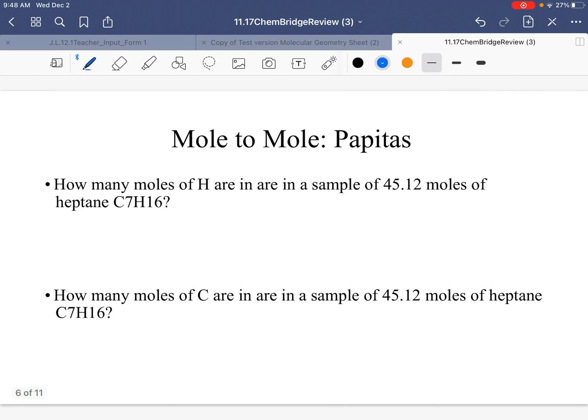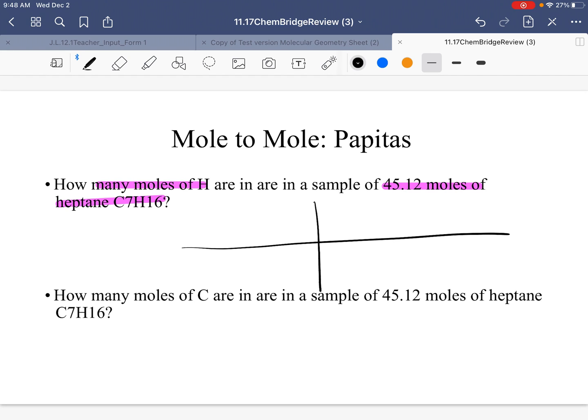So in this video, guys, what I'm primarily going over is the math part. So make sure that you practice it, that you work it out, and definitely plug it into the calculator yourself to check the work. So for the first question, how many moles of hydrogen are in a sample of 45.12 moles of heptane? So the setup for this one, guys, might look very similar. It's just understanding the question and what it's asking.